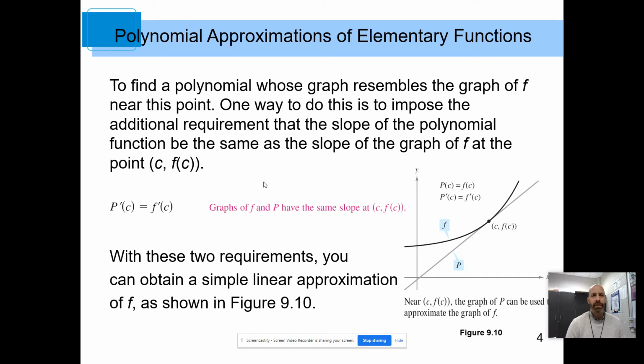So here we can see the function f, which is the darker curve, and then you can see the linear approximation p. Now here's the key idea. Close to the value of c, that linear approximation is very accurate. In fact, we did that back in Calc AB. We used linear approximations to approximate the values of functions.